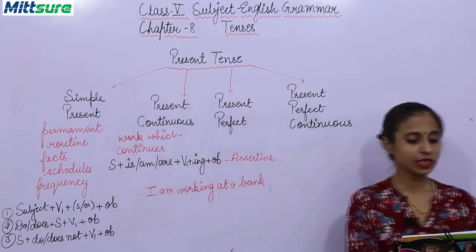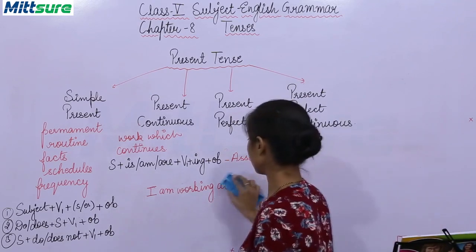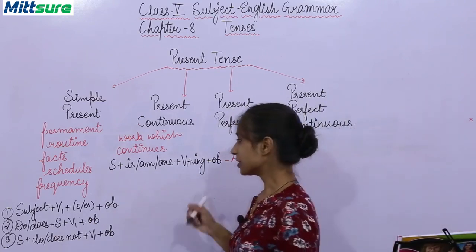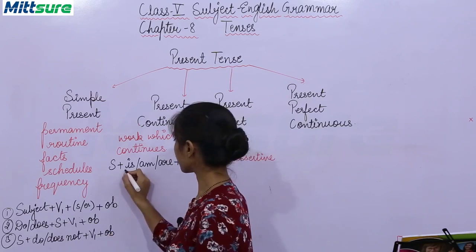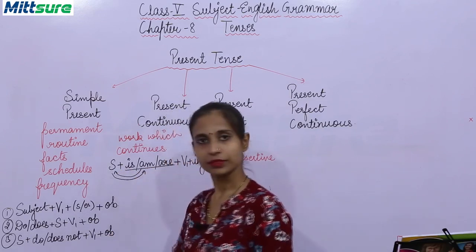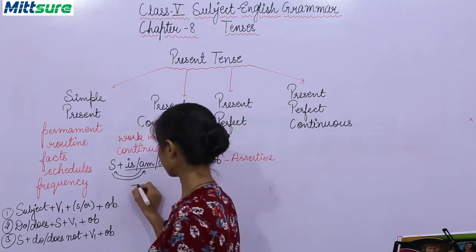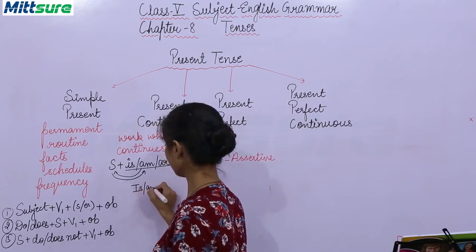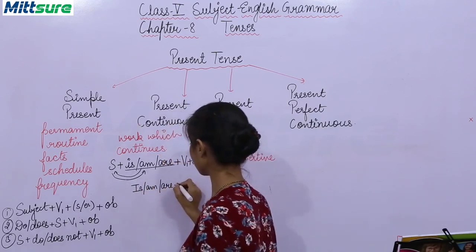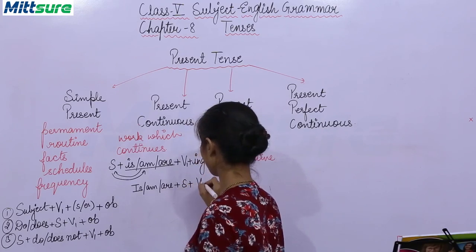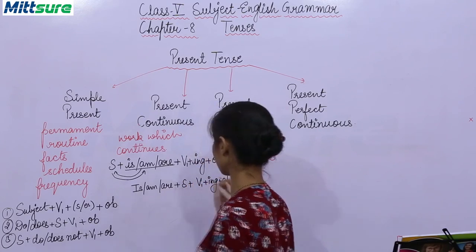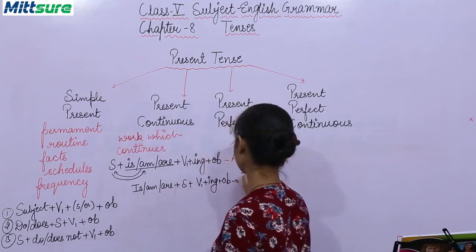Now let us look at the formula for interrogative sentences. Just what you have to do is change the position of this with this and this with this. That's it. Is, am, are, subject plus verb plus ing, and verb must be in the first form, plus object. This is for interrogative sentences.